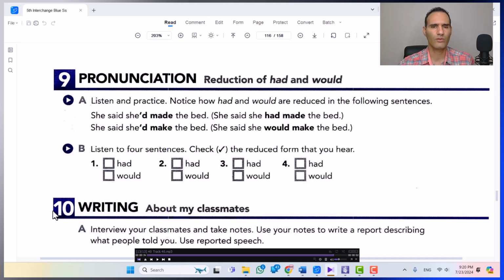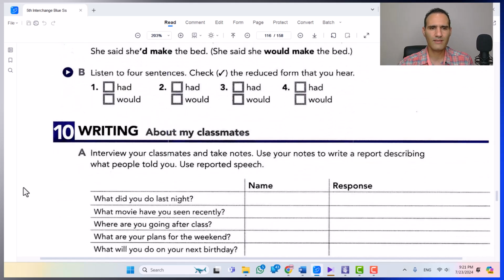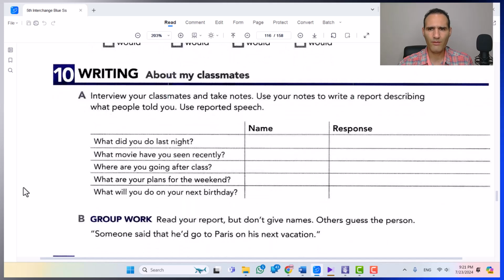Okay, that is the rule for how to understand if it is a had or a would. Got it? It will be useful for your IELTS listening part, the part where you are supposed to write words down. And now let's head for exercise 10, writing. About my classmates. It says interview your classmates and take notes. So here you can ask these questions and then, based on the responses your partners give, you can practice the grammar focus, which was reported speech.